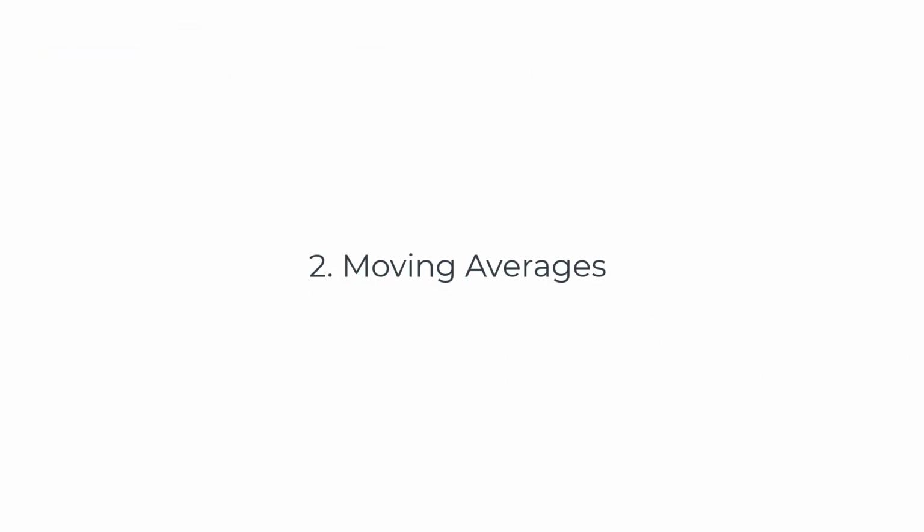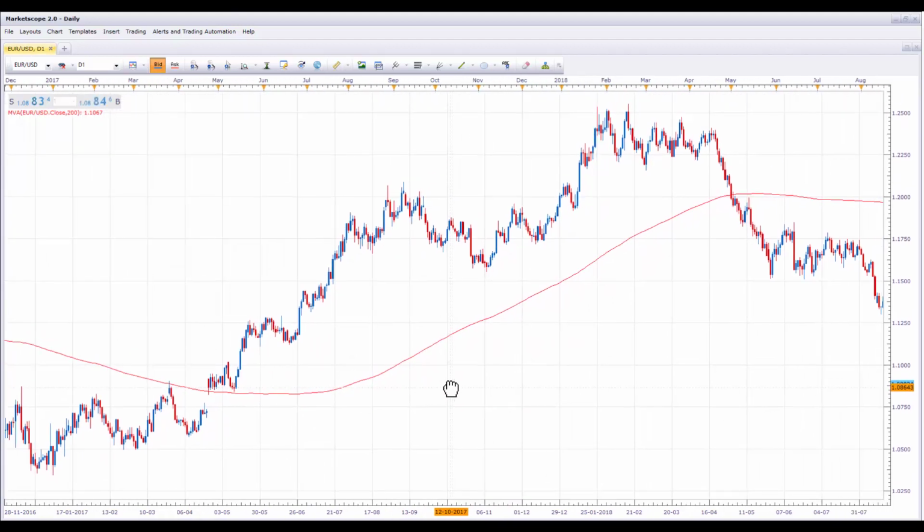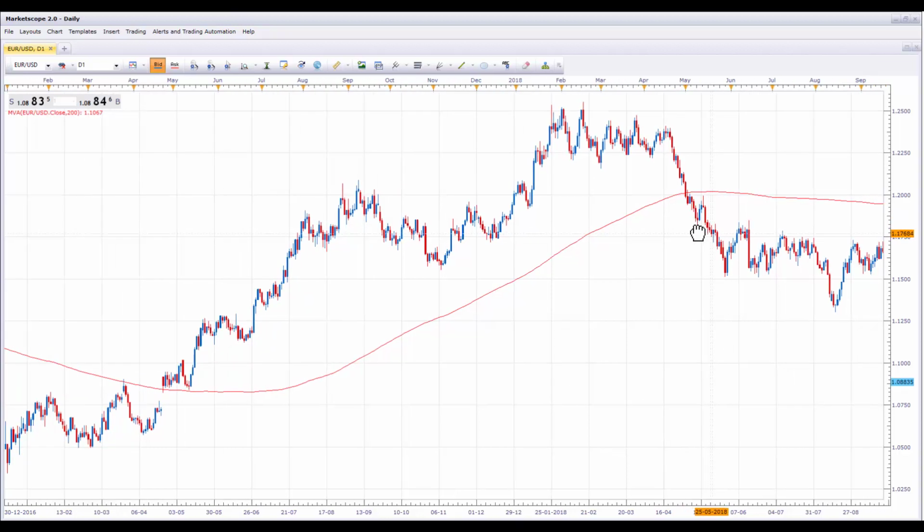The next trend identification method I want to talk to you about is the moving averages. Moving average is one of the most popular trading tools to identify the market trend. In the case of moving average, if the moving average is below the candlesticks, then it means the market is in an uptrend for that period. And conversely, if the moving average is above the candlesticks, it means the market is in a downtrend for that period.